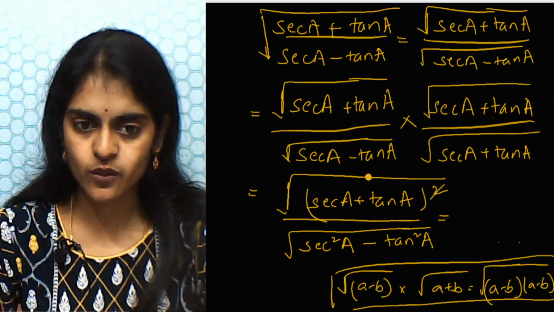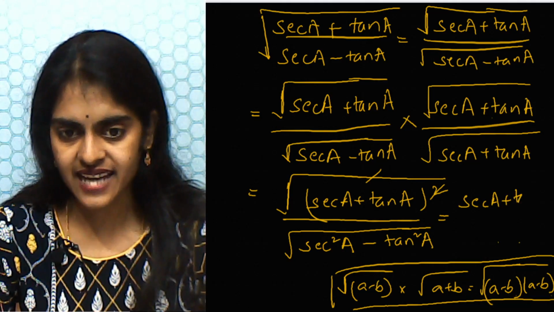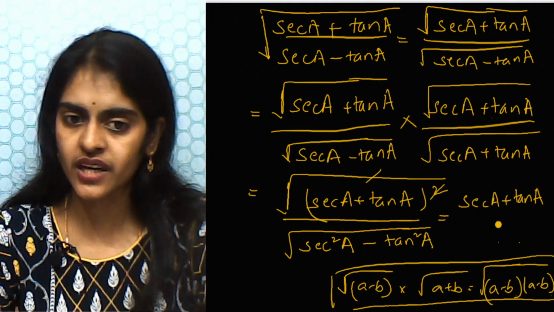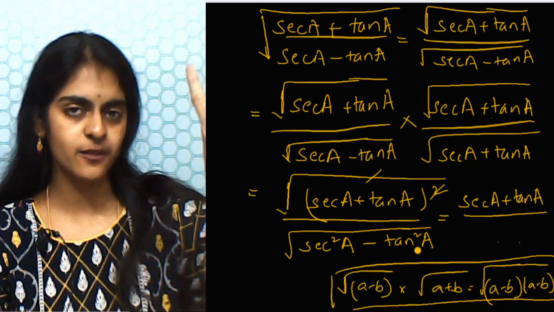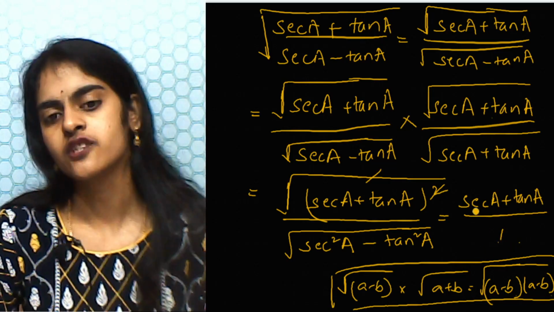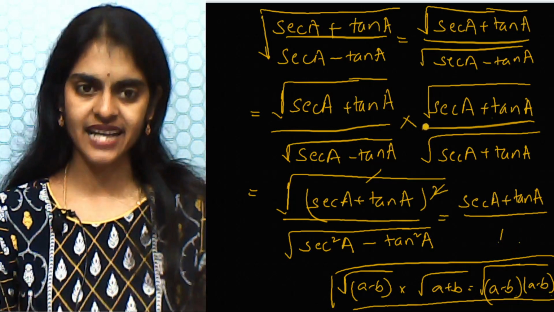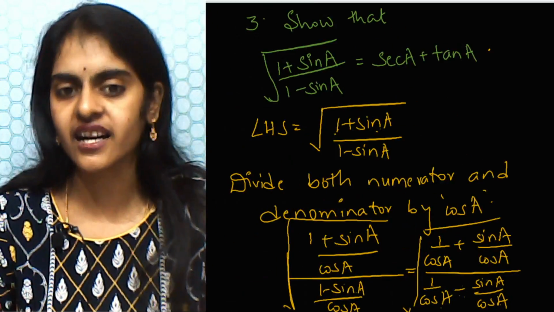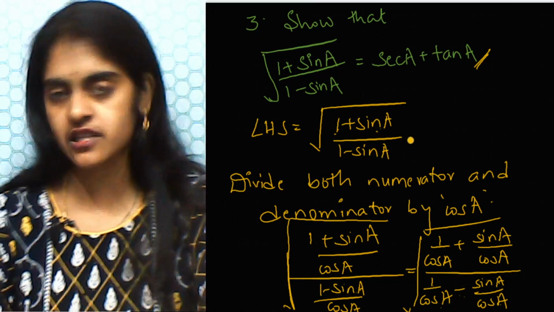So now see, square and square root get cancelled. So here you have secant A plus tan A in the numerator, divided by secant square A minus tan square A, which is 1, isn't it? So root 1 is what? It is 1. So secant A plus tan A divided by 1 is nothing but secant A plus tan A, which is nothing but our RHS. Got my point? So this is how you have to think for this question.